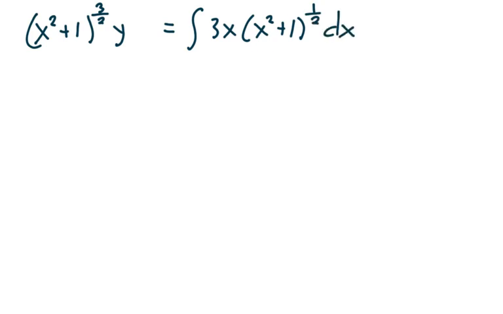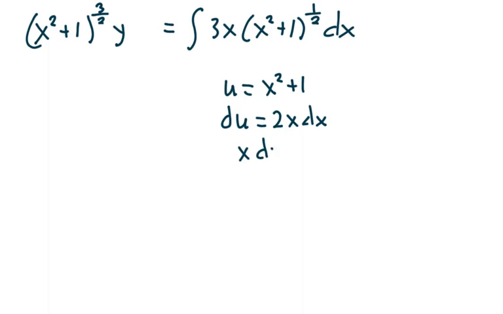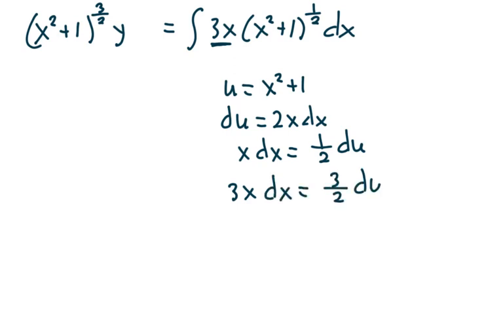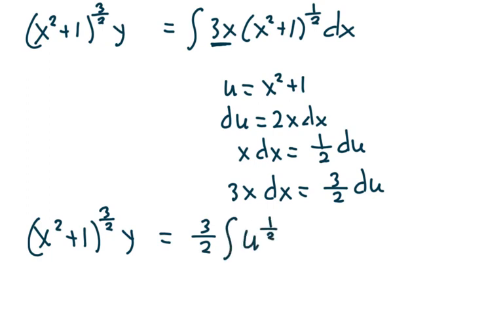If you want to do a u substitution, that's fine. I could let u be x squared plus 1. du is 2x dx. So x dx is 1/2 du. And if you want, we could multiply both sides by 3. So 3x dx is 3 over 2 du. And so therefore, x squared plus 1 to the 3 halves y is the integral of 3 halves times u to the half du.